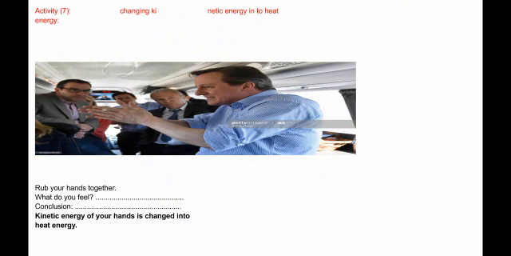You see this man in the picture in front of you rubbing his hands. If you do like him, you will feel heat in your hand. This is the kinetic energy while you are rubbing your hands, which will transform into heat energy.